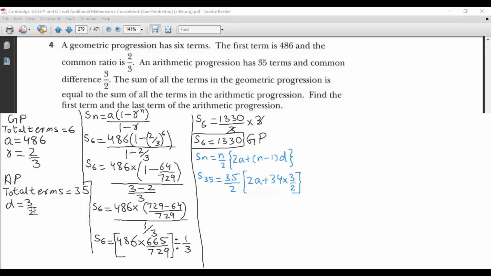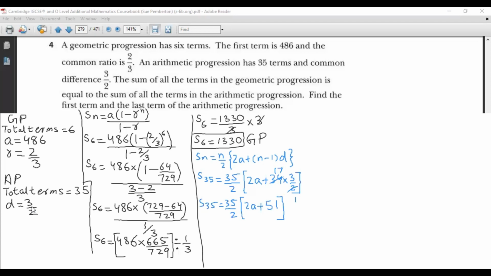So simplifying it, S35 equals to 35 over 2 into (2a plus, 2 ones are 2 and 2 into 17. So 17 into 3 will be 51). Okay.